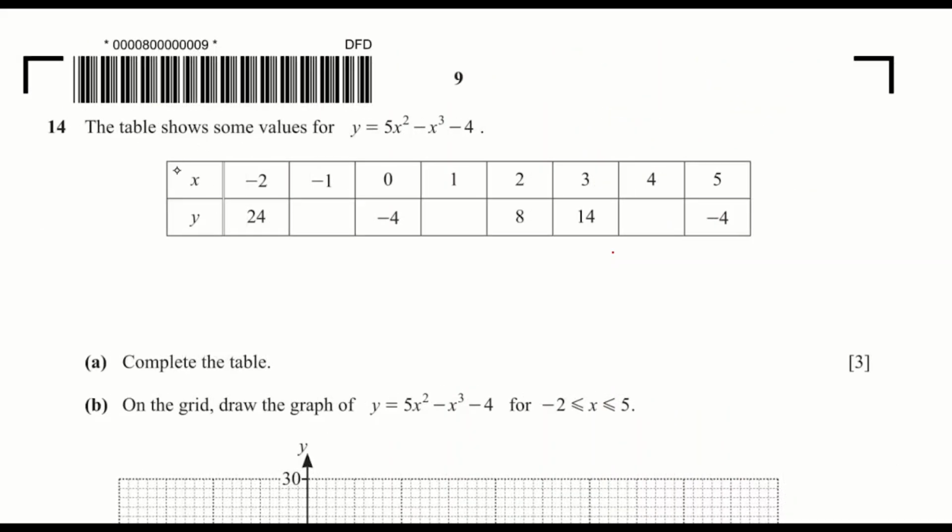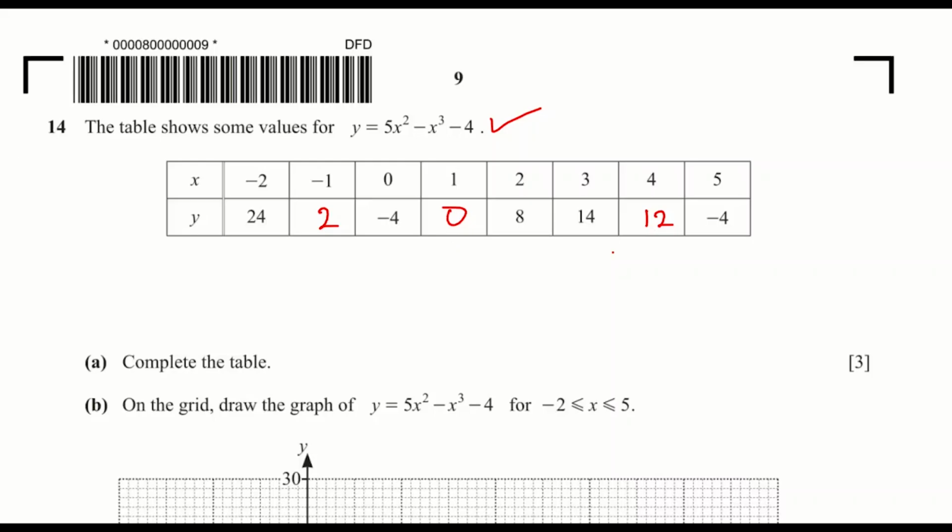Question 14. The table shows some values for y equals 5x squared minus x cubed minus 4. Part A, complete the table. So you can easily input this into your calculator and get the corresponding values of y when x equals minus 1, 1, and 4 respectively. If you do that, you should have 2 here, and here should be 0, and finally when x equals 4, y should be equal to 12.